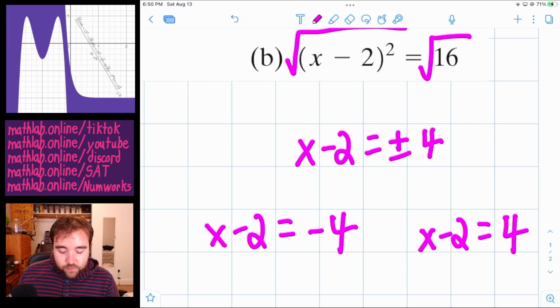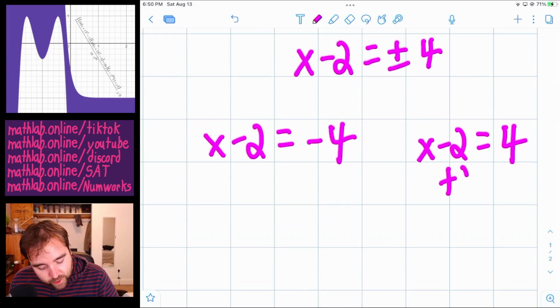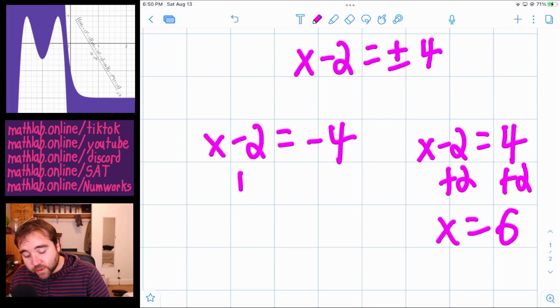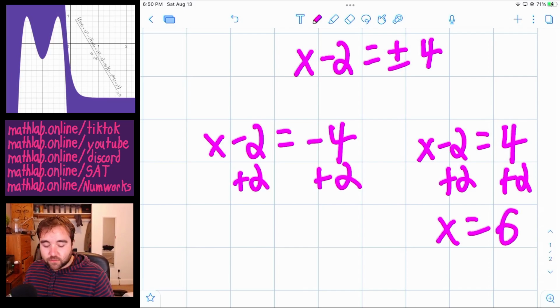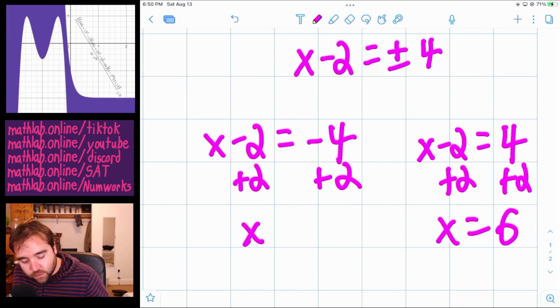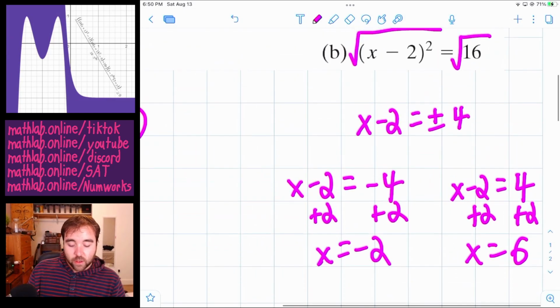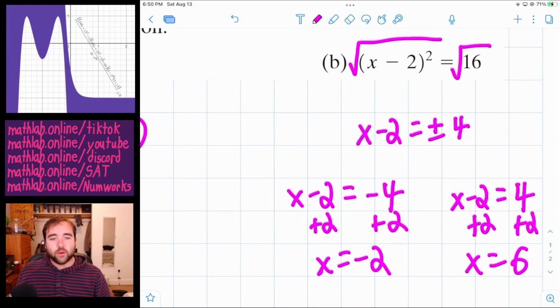And so we really have to treat those differently, because see, here when we add 2 to both sides, we'll get 6. But here when we add 2 to both sides, we're adding 2 to negative 4. So negative 4 plus 2 gets us negative 2 for x. So you got to be really careful about that too, that when it's plus or minus, that means two equations. The one where it's positive and the one where it's negative. You can't just treat that like it's one equation.